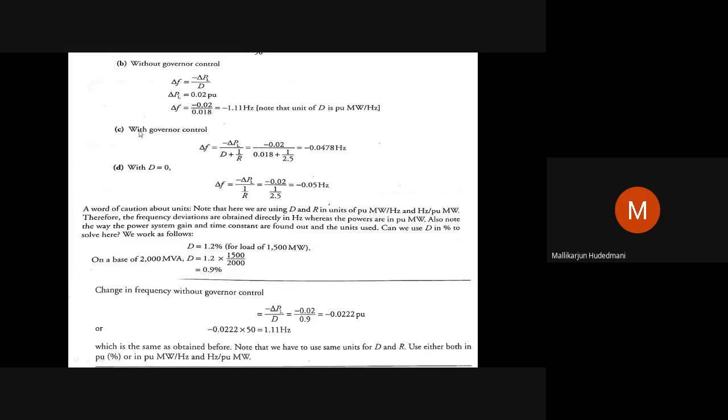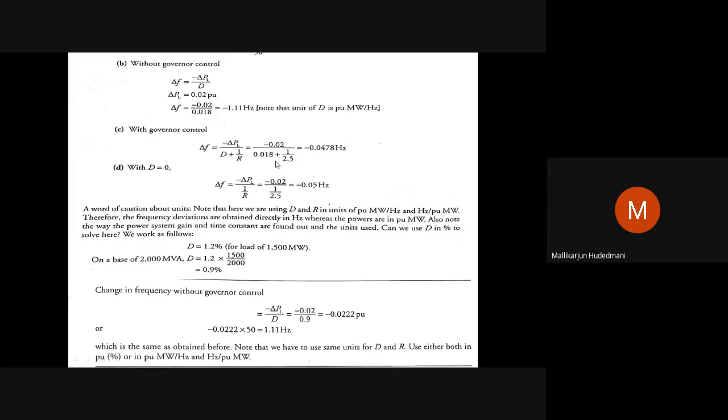When the governor is in action, let's see how the governor will correct this drop by the control actions. It is the same equation, delta F equals minus delta PL divided by D, which now becomes D plus 1 by R along with that. Here governor action has come, R has come. So the same parameter 0.02 divided by D of 0.018 plus 1 by 2.5 hertz per megawatt, whatever the value of R is given. So R is utilized here.